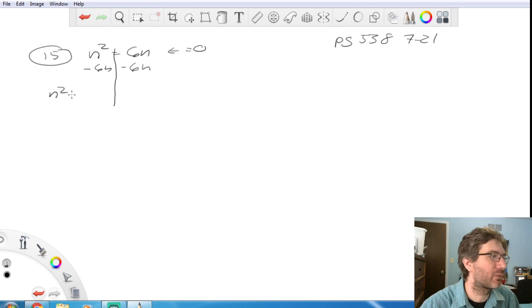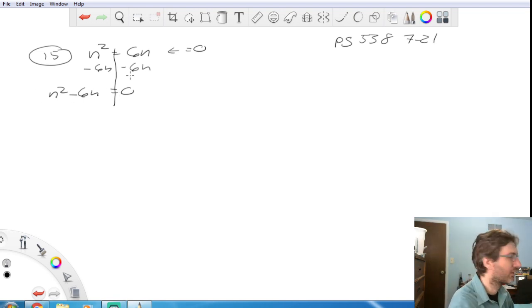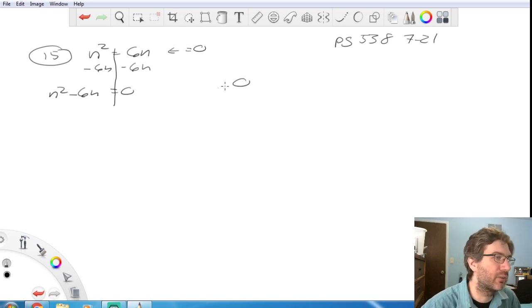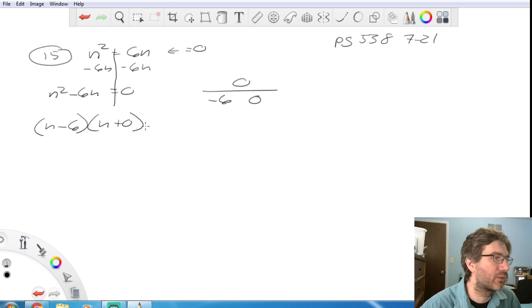So that becomes n squared minus 6n equals 0. And then again, you just factor that. Keeping in mind here, your c value is 0 in this case. So you need factors of 0 that are going to add up to negative 6. So that's negative 6 and 0, which isn't too difficult to figure out, hopefully, for you. So you know that we have n minus 6 and n plus 0 equals 0. And in this case, n minus 6 equals 0, n plus 0 equals 0. In this case, your n is going to equal 0.